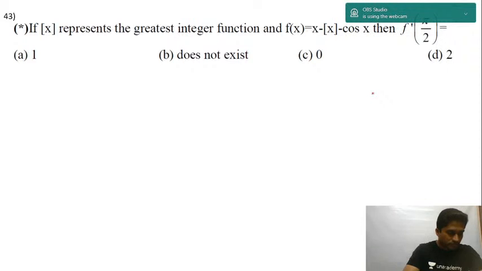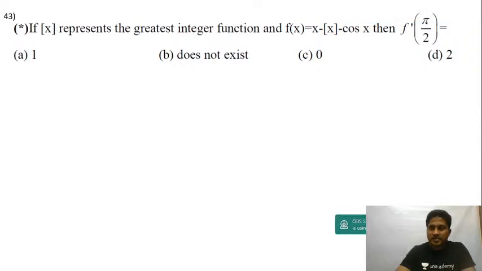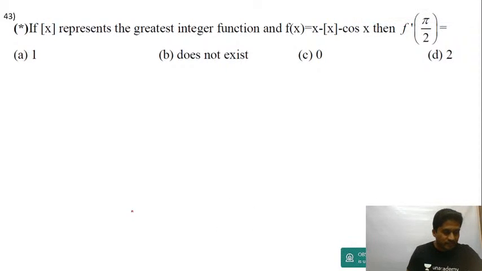Okay, so let's do one more question. Right now, let's do the last question for the session, guys, and then we will wind up this. Now, y is equal to x minus cos x. Y is equal to x minus cos x minus cos x.